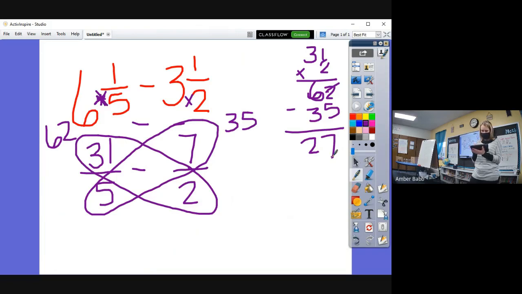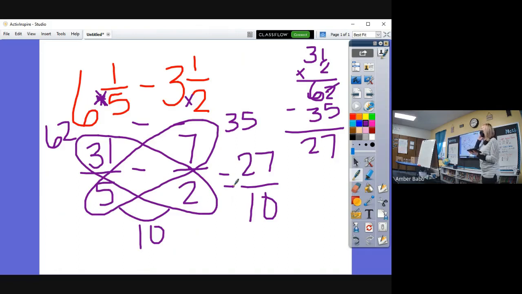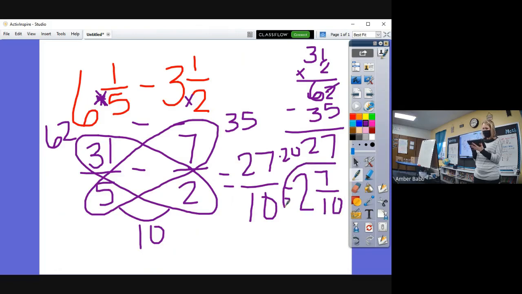What's my denominator going to be? 10. Okay, so I've got 27 tenths. Now, how many times can 10 go into 27? Kendall? 2 times, and then there's going to be 7 left over. That one wasn't quite so bad. The numbers weren't quite so big.